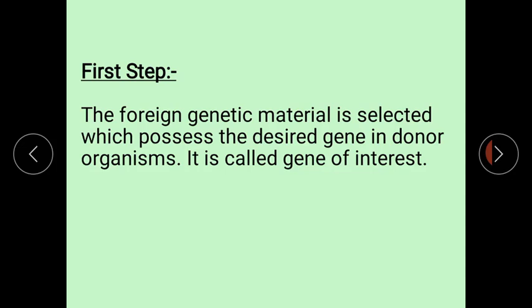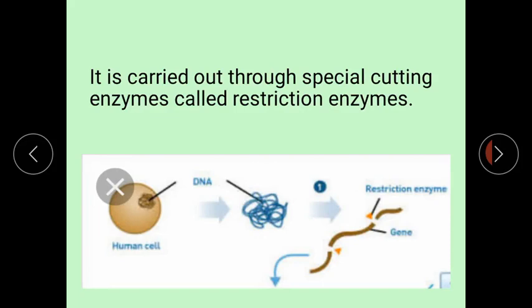In the first step, the foreign genetic material which possesses the desired gene is selected in donor organisms. It is called the gene of interest. It is carried out through special cutting enzymes called restriction enzymes. Look at this picture. In this picture, the first step of transformation is described. This is a human cell, and DNA is carried out from the human cell, and the gene of interest is cut down with the help of restriction enzymes. This is a gene of interest.